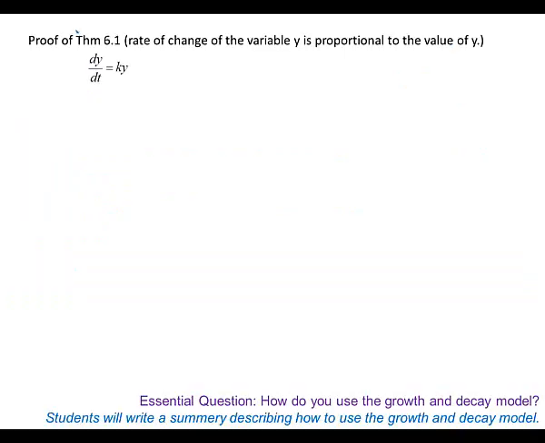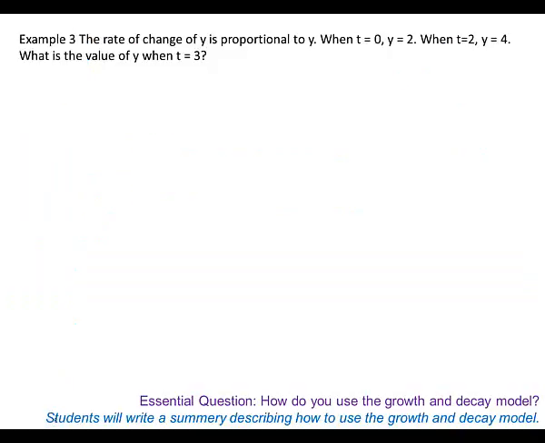All right, so this is what we're not going to do. You can cross out the proof. We're just going to use it. So when we see the rate of change of y is proportional to y, that's when we know we're using this funky formula. All of the rest of these are going to use this formula, C e to the kt.